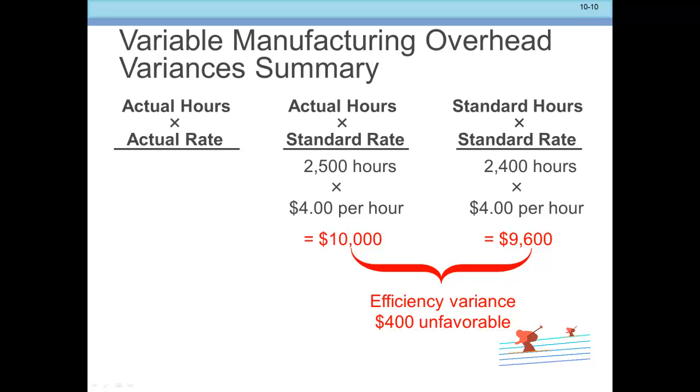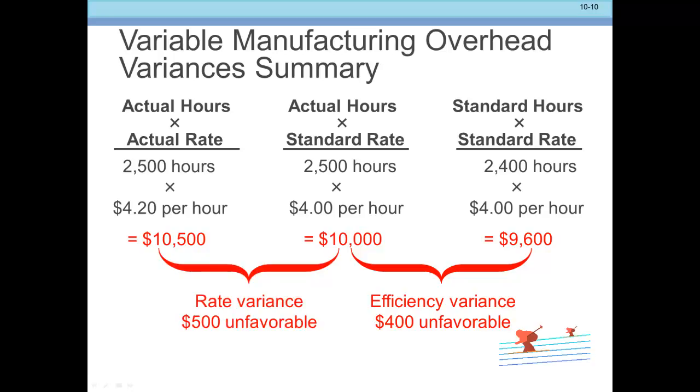Actual hours were 2,500. We don't know the actual rate, but we don't need it because we're given the total actual variable manufacturing overhead cost of $10,500. The difference between the $10,000 and the $10,500 is our rate variance, which is the difference between the actual variable overhead costs incurred during the period and the standard costs that should have been incurred based on the actual activity for the period. It's $500 unfavorable.